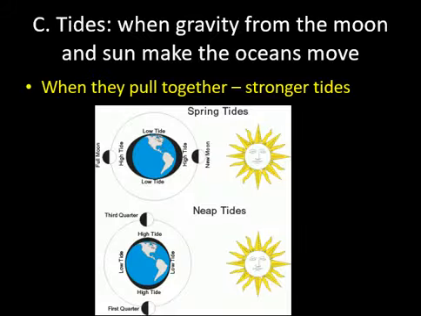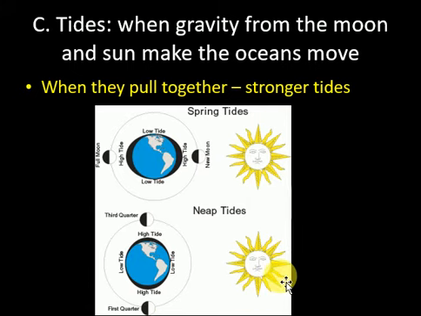The tides are created when gravity from the moon and sun make the oceans move. When they pull together, we get stronger tides. So because water is fluid, the gravity is able to tug on the water, and the water moves towards that force, towards that gravitational pull. The image below, I have two pictures, one of what we call our spring tides, one we call our neap tides.